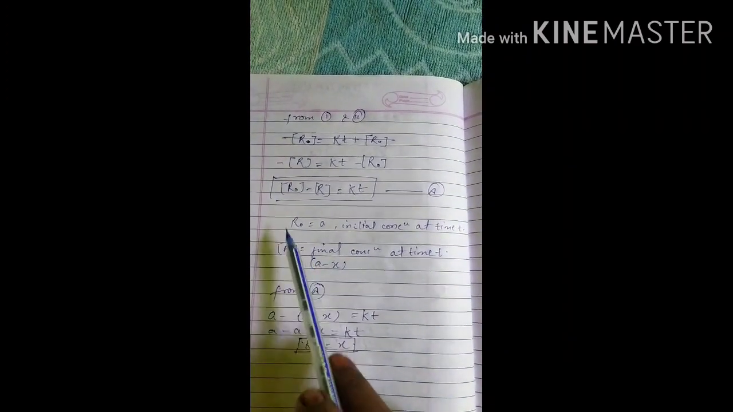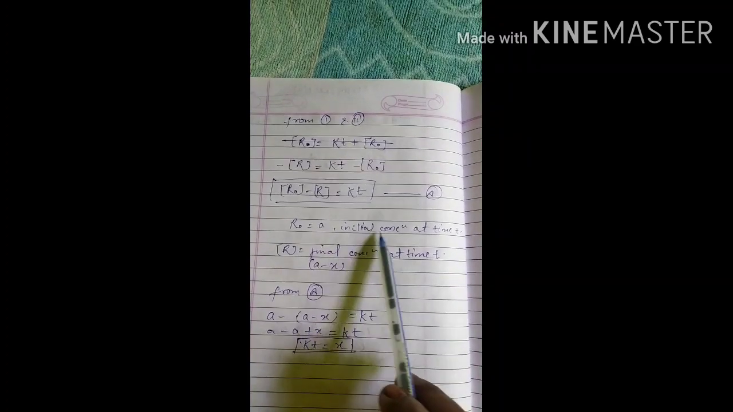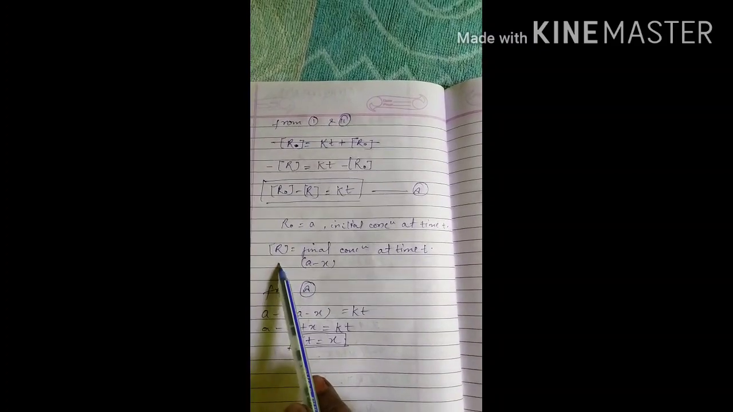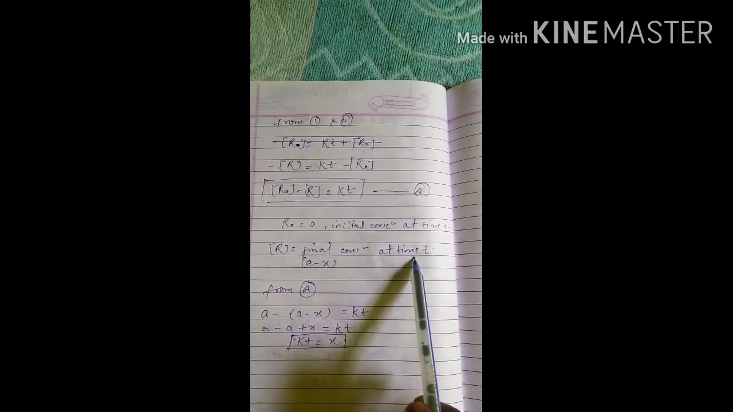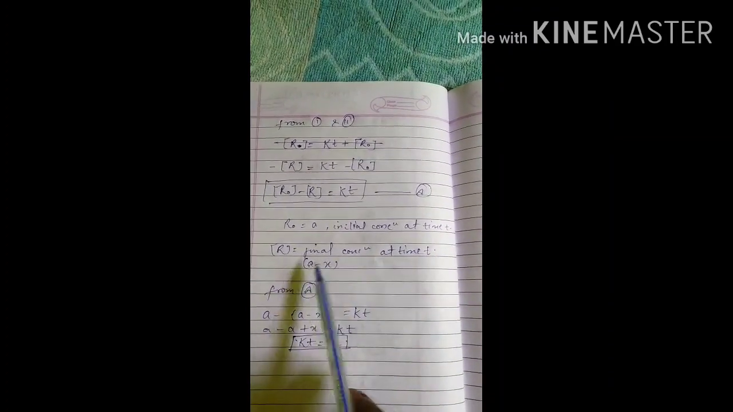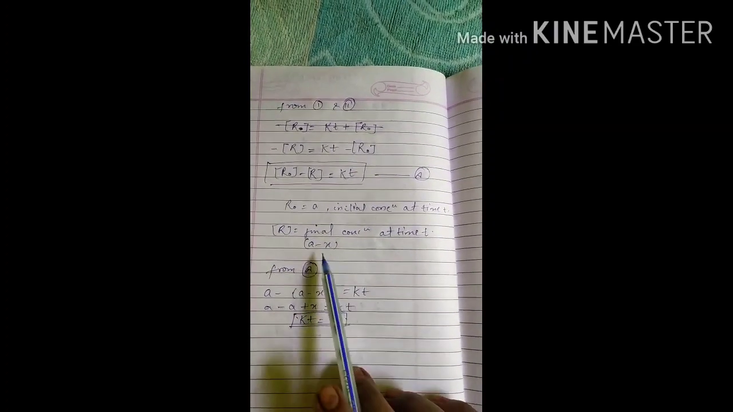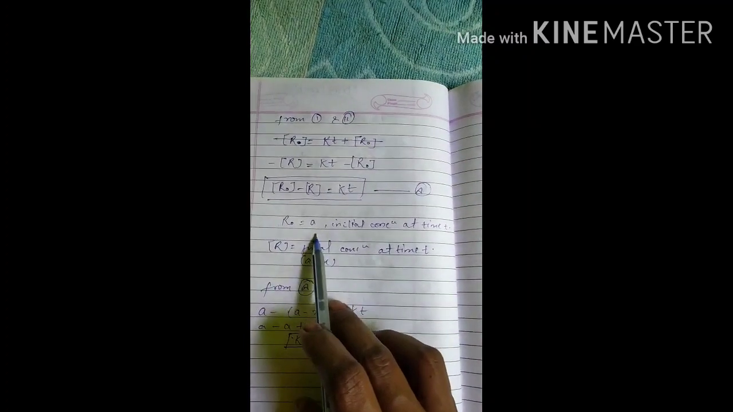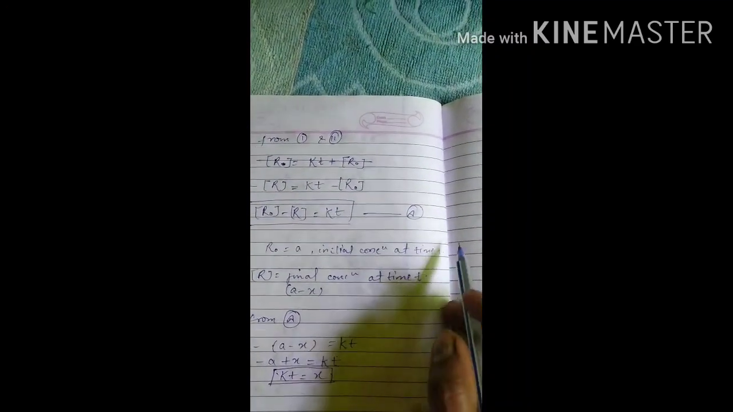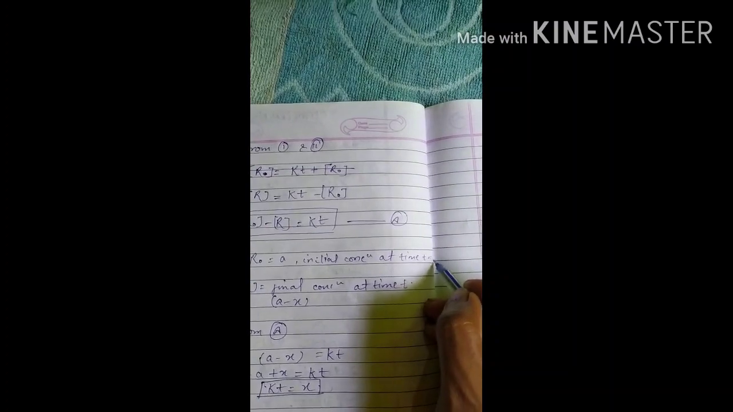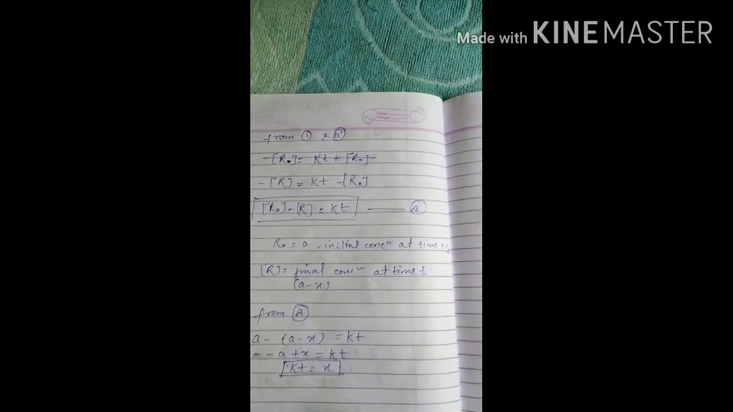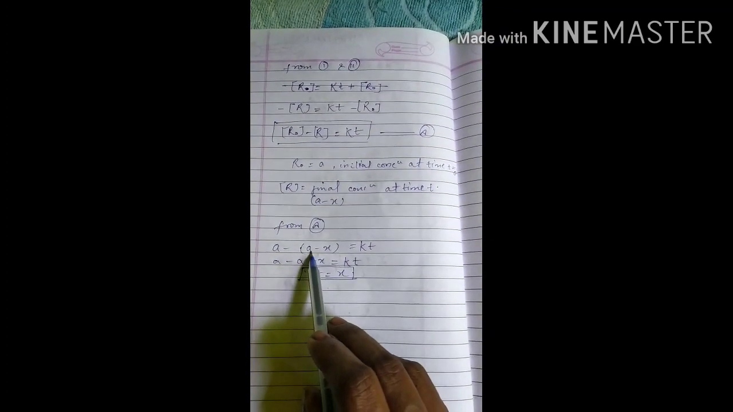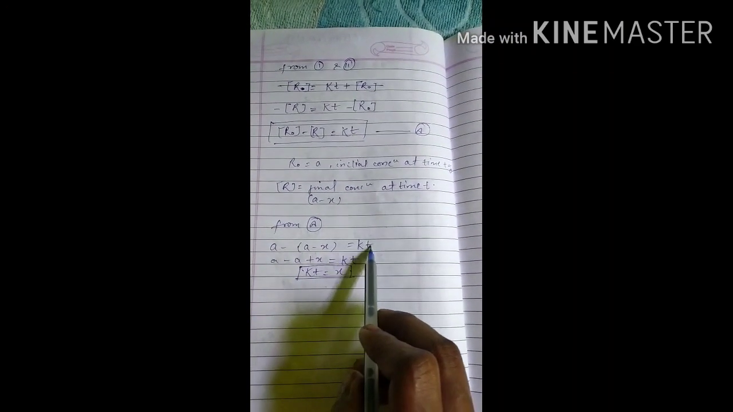Now, R naught is A, the initial concentration at time t equals 0, and R is the final concentration at time t, which is A minus X. Thus, from A we finally have A minus X equals K of T.